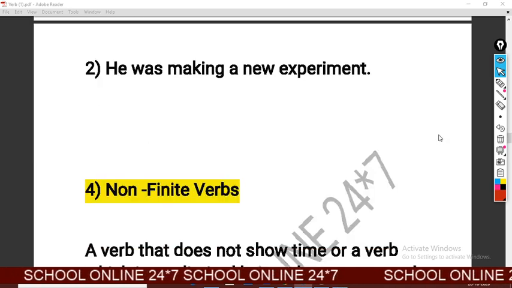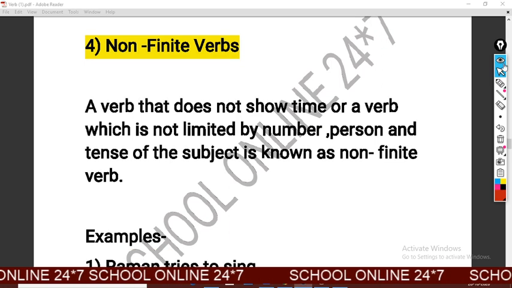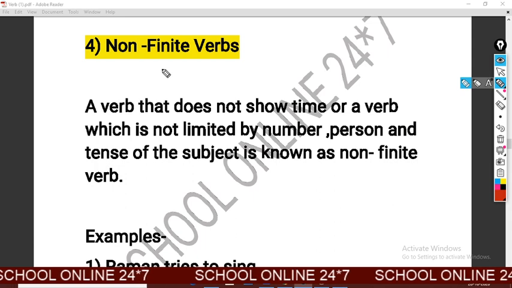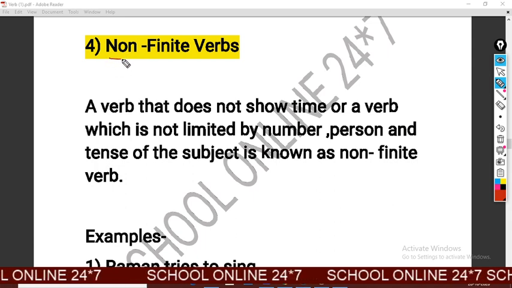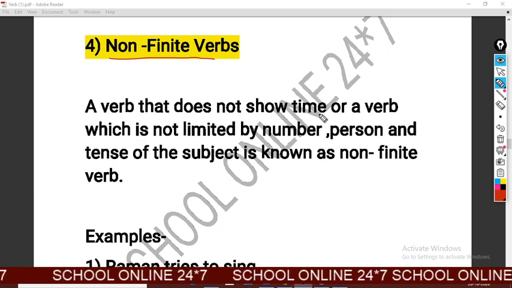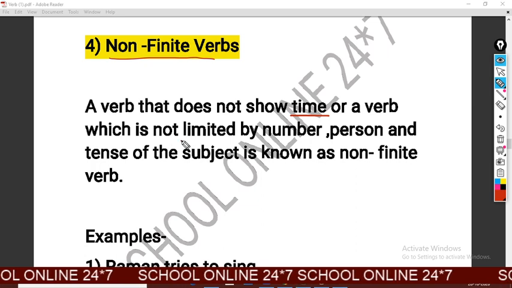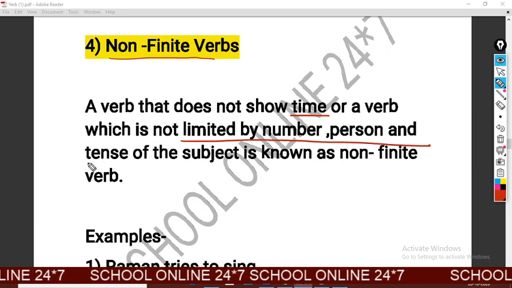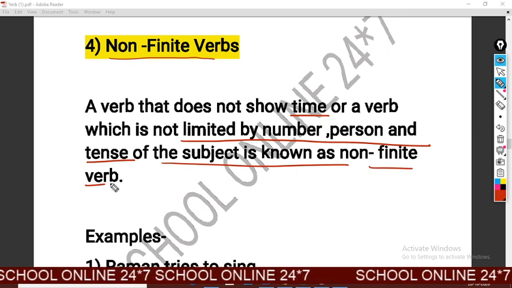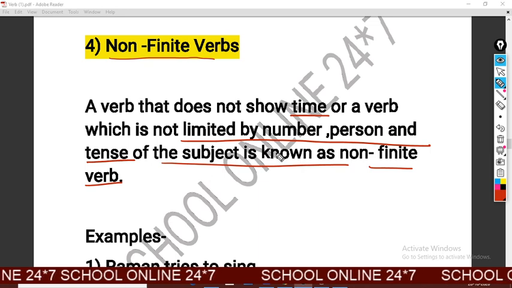Look at another type of the verb, and it is your last type of the verb. The name of the fourth and the last type of the verb is non-finite verb. A verb that does not show time, or a verb which is not limited by number, person, and tense of the subject is known as non-finite verb. Means it is not limited by the tense, by the number, by the person.